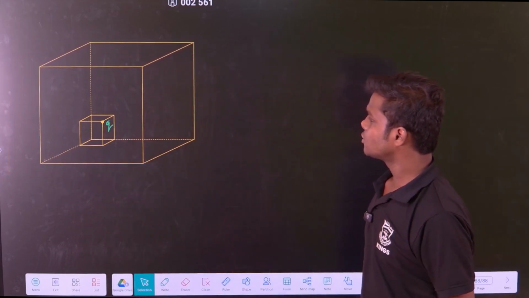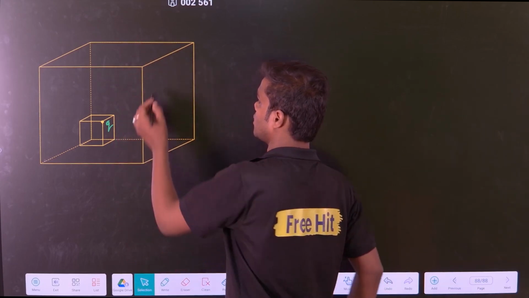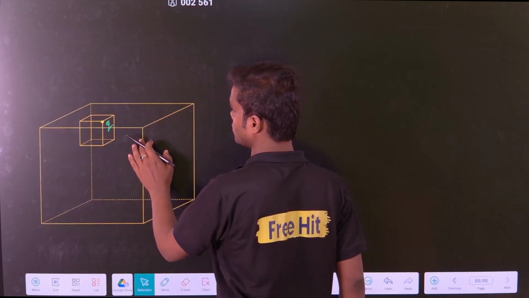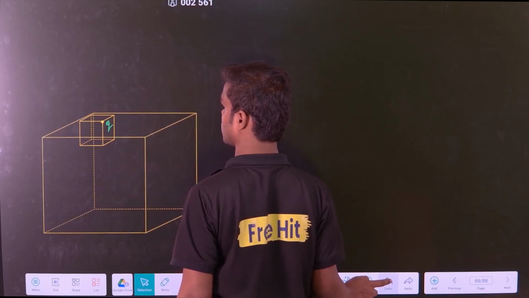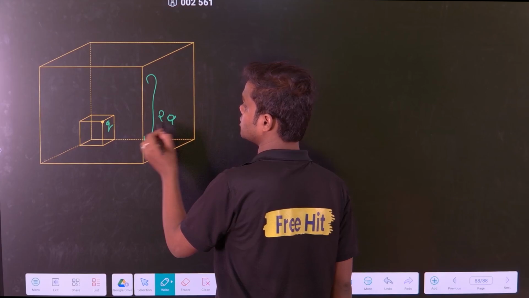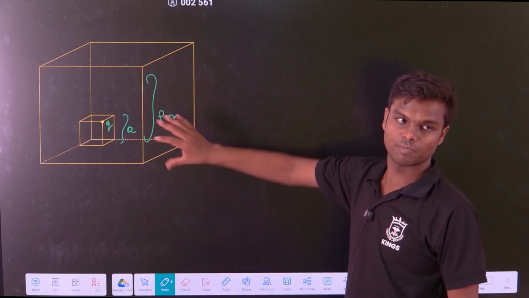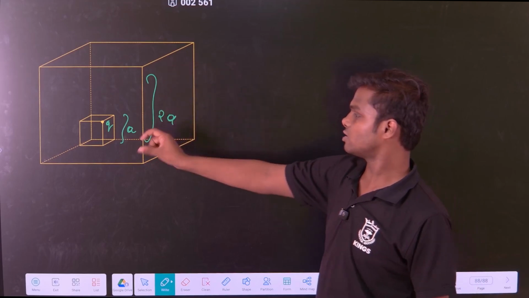Now, what is the side of this cube? The side of this cube should be 2a, if this side is a. Yes, the side of this will be 2a, and the side of this is a. It doesn't look like it, but try to compare the sizes. This side is 2a and this side is a.